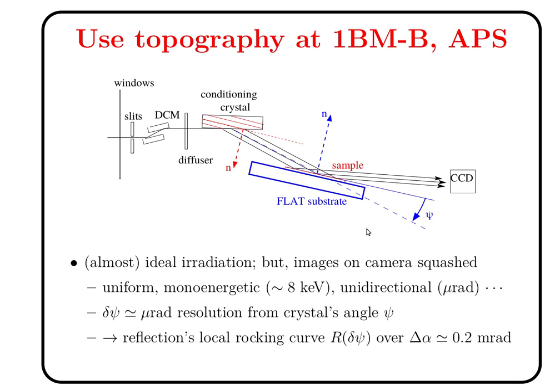We use the topography at 1BM at the APS, which is made for a very careful local examination of the reflection from crystals. We have X-rays coming in from the left. They go to a conditioning crystal which makes them very uniform and unidirectional. It makes them unidirectional and very monoenergetic, and spreads them out over the sample. We use 8 kV, whereas the microscope is using 1.8 kV or thereabouts, so that the X-rays will reflect from roughly the same volume that the crystal might have.